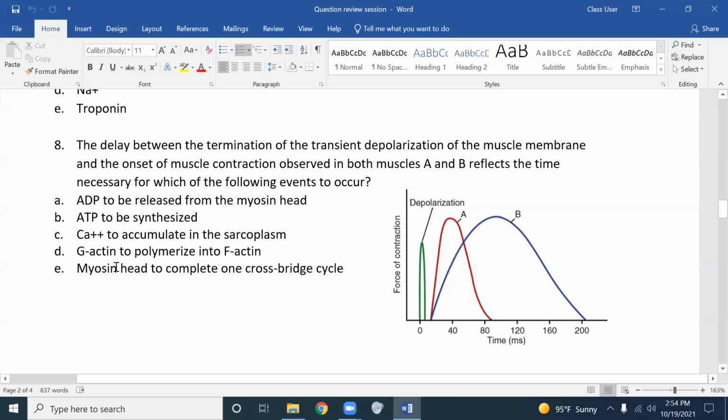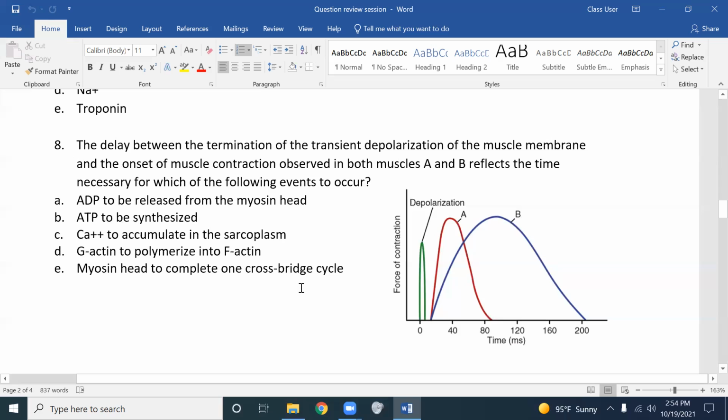Okay, again, G actin to polymerize into F actin. Now, those are those little ball-like structures in the actin, which then becomes like a string. F stands for filamentous actin, G stands for globular actin. And that is already in the cell. That has nothing to do with whether you're getting ready to contract. Myosin had to complete one cross-bridge cycle.